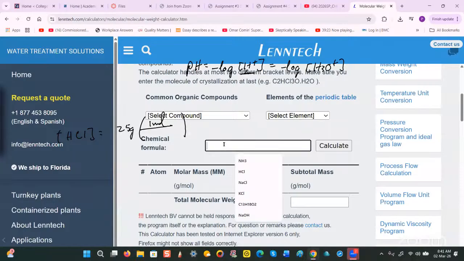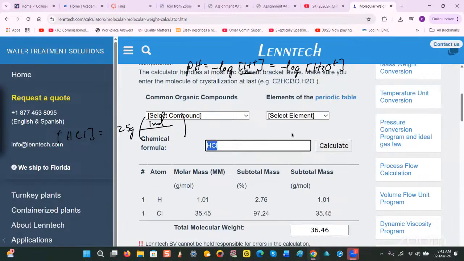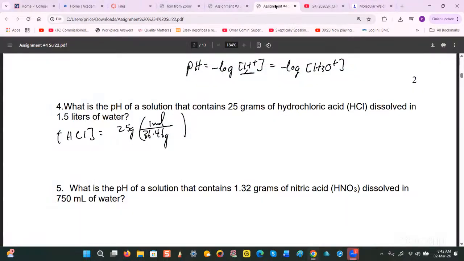Okay, so HCl, and the molar mass is 36.46. So that will go down here. So this would be 36.46 grams, all right? Okay, so that would give you the moles, and then you'd have to divide that by the volume of the solution in liters. And the volume, according to the question, is 1.5 liters. So I'm just going to divide that by 1.5 liters, and that will give you the molarity of the HCl.